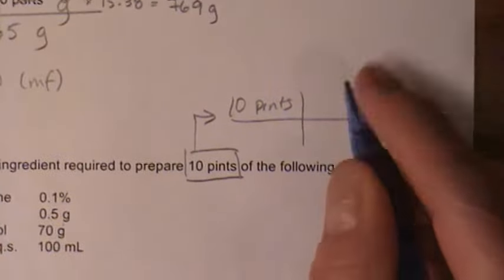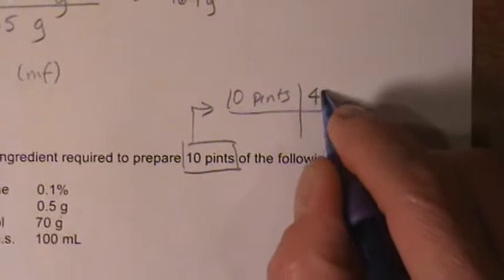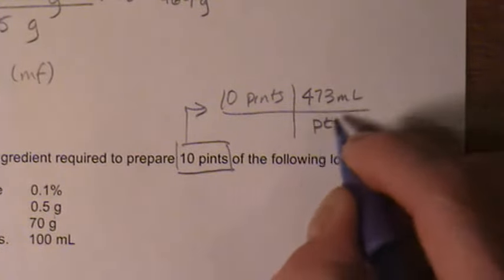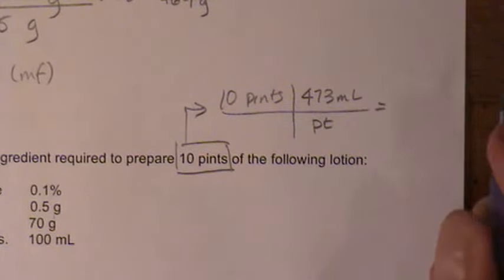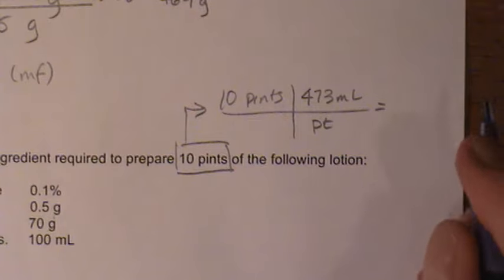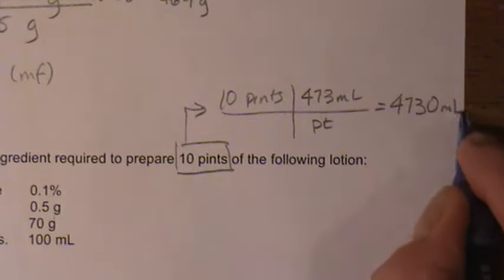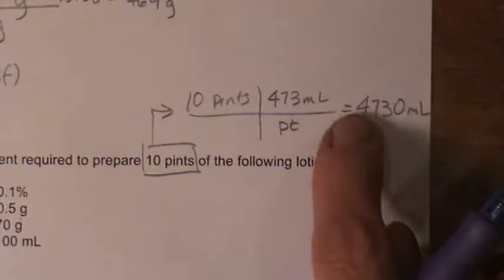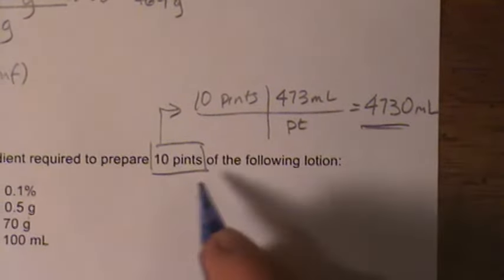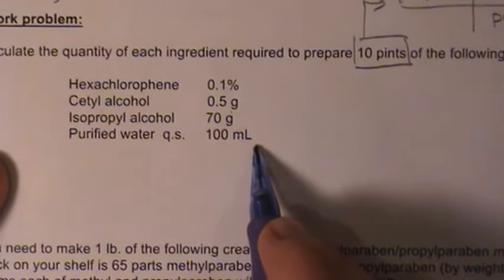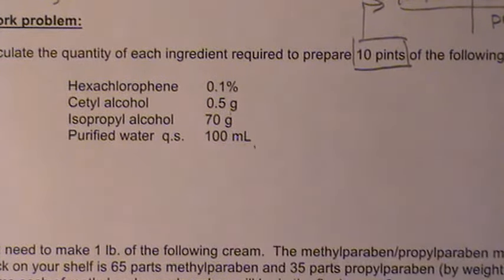And I know there's 473 mils per pint. My pints drop out, and I am left with 4,730 mils. Okay, so that's how much I need to make. That's 10 pints of this. Okay, so my total that I want is 4,730 mils.